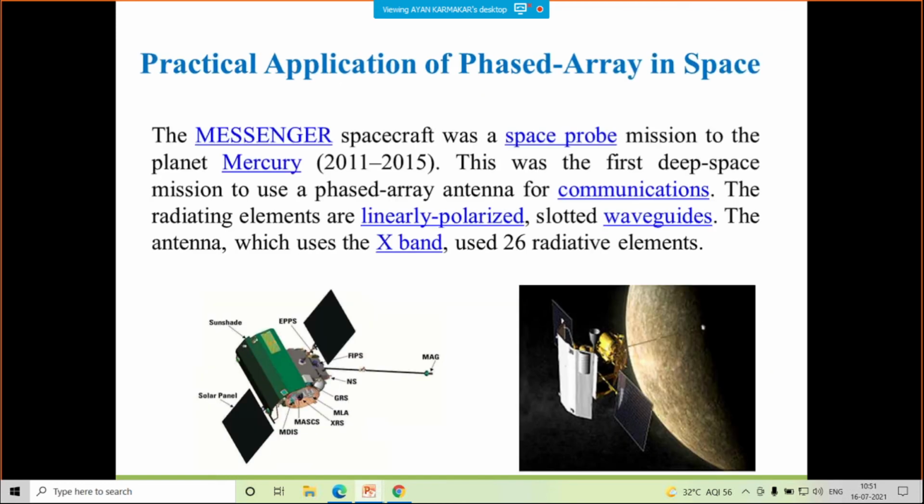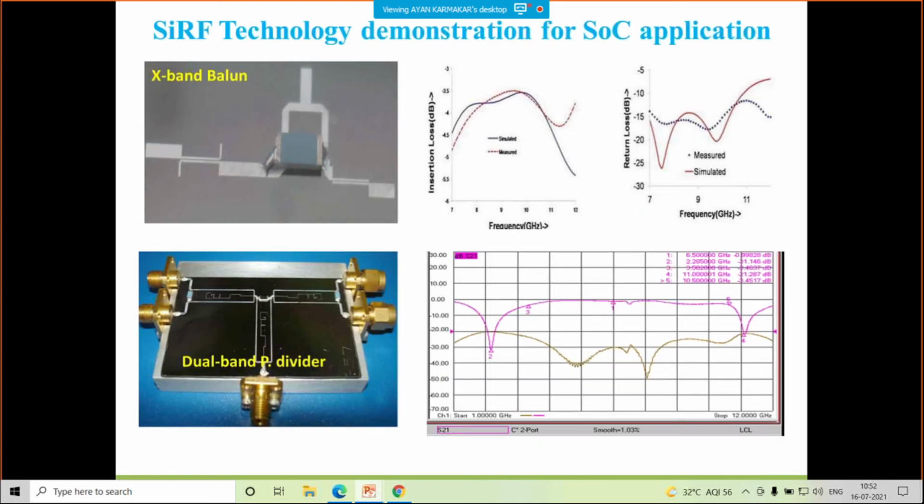And these are the practical applications of the phased array antenna in space. I think we have heard about the MESSENGER. It was a mission from 2011 to 15 where various radiating elements, around 26 elements in the X band, were used. So this is a practical application of the phased array antenna in space also.